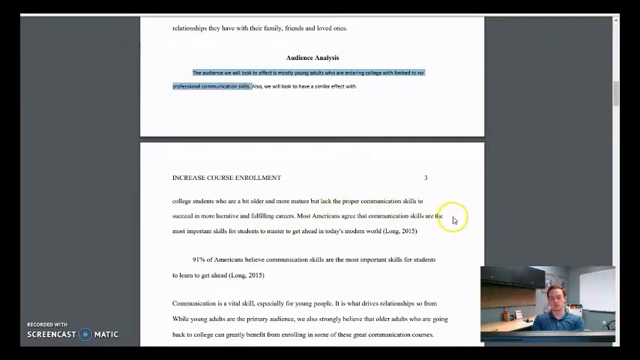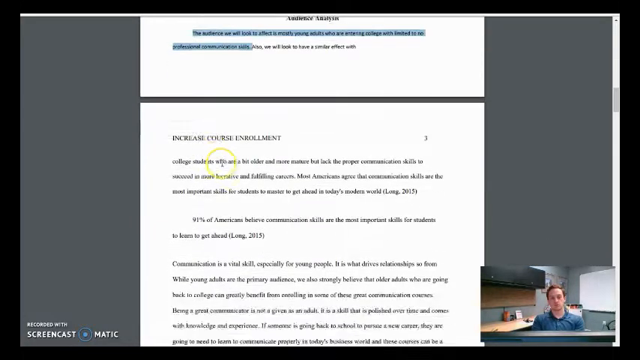Most Americans agree that communication skills are a most important skill for a student to master to get ahead in today's modern world. We really stress that throughout this, and that's what we really saw in our project, was the need for people to be able to improve those communication skills.